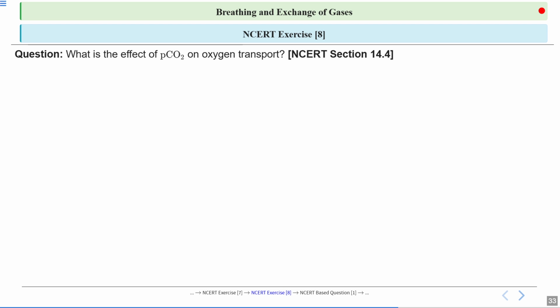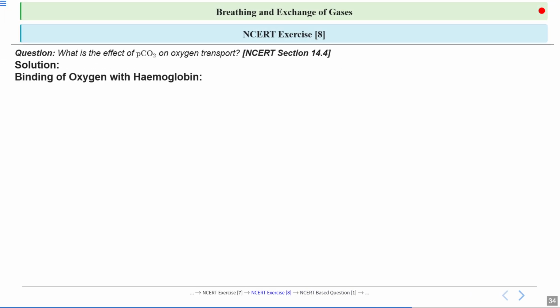Next question. What is the effect of partial pressure of carbon dioxide on oxygen transport? How is the partial pressure of carbon dioxide responsible for oxygen transport? Let us see the answer. Binding of oxygen with hemoglobin. Yes, oxygen combines with the hemoglobin. So PCO2 influences the binding affinity of hemoglobin for oxygen.